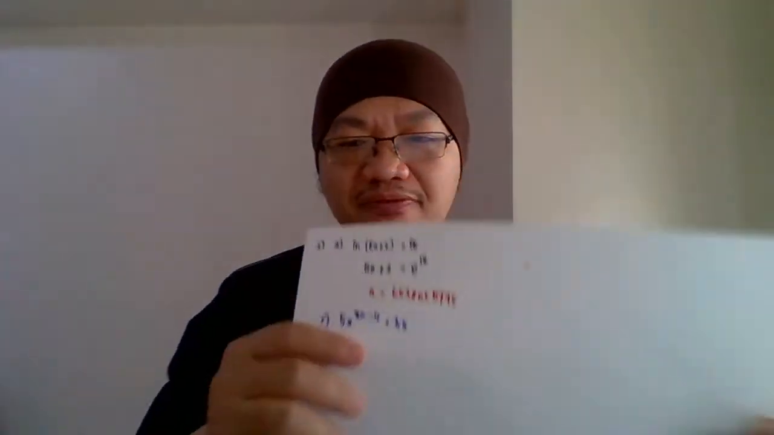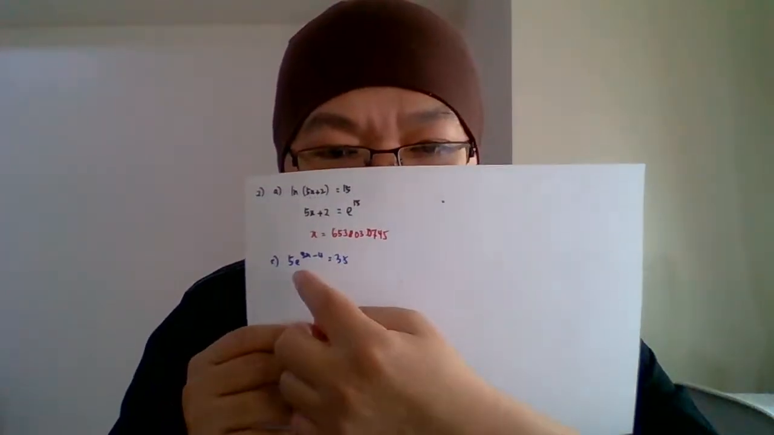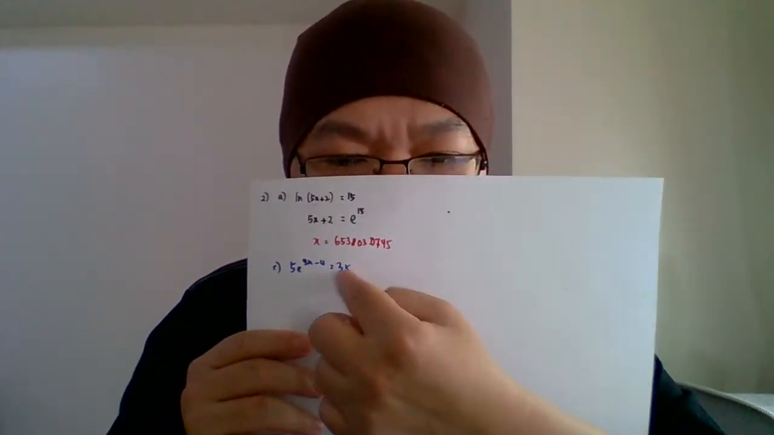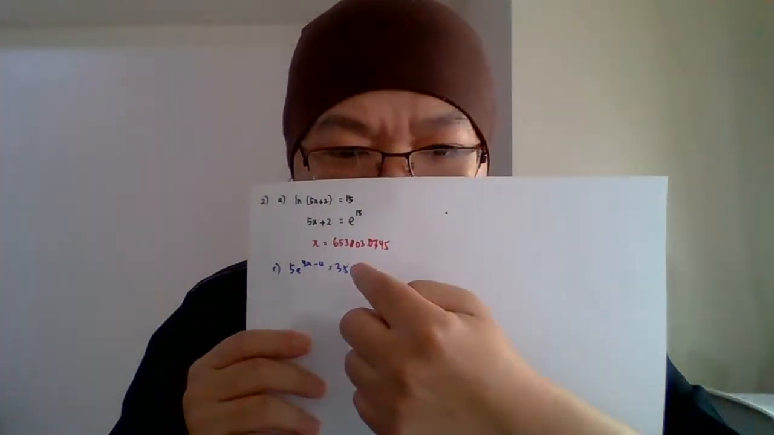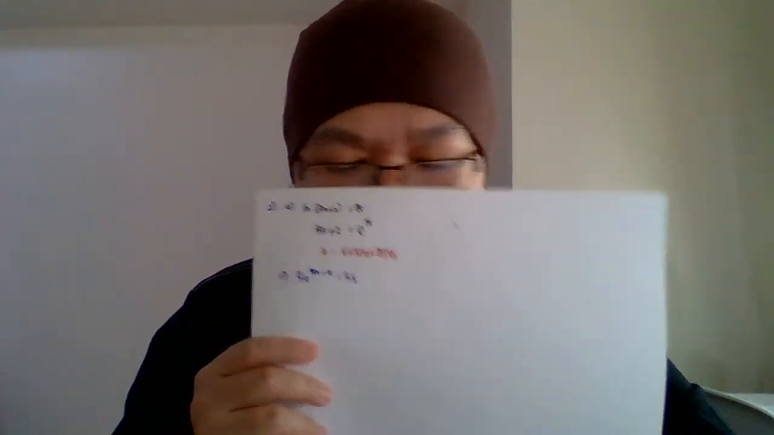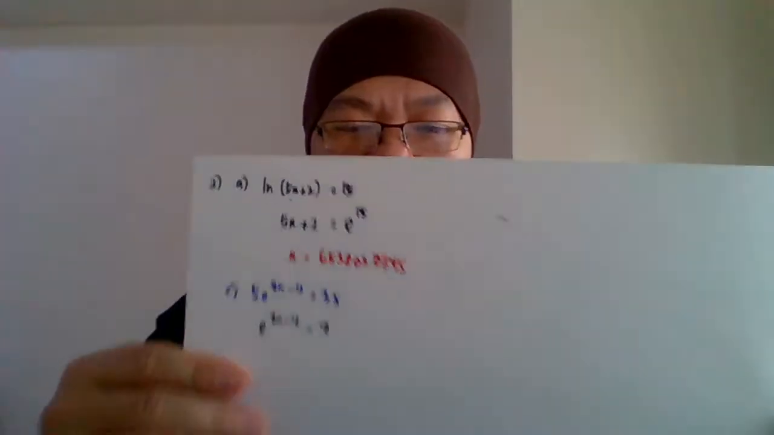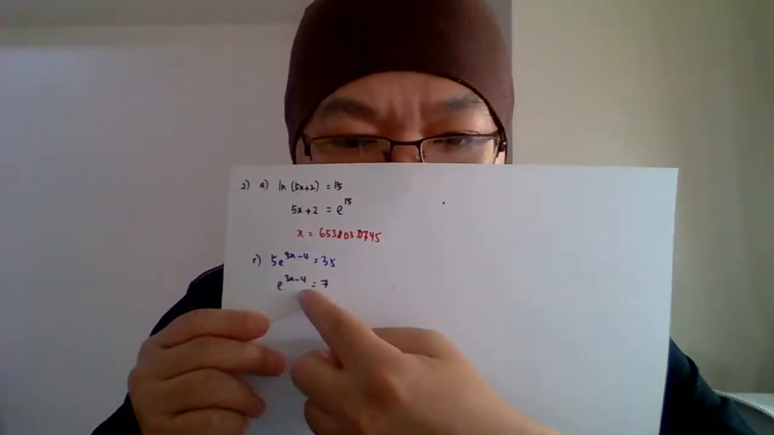Okay. Question C: 5 exponent 3x minus 4 equals 35. This one is very easy, guys. 5 is a number, 35 is also a number. We group first. So that means 35 divided by 5, you get 7. So exponent 3x minus 4 equals 7.